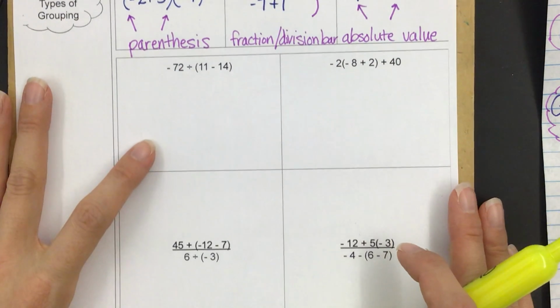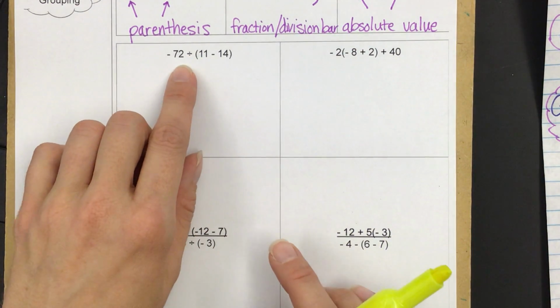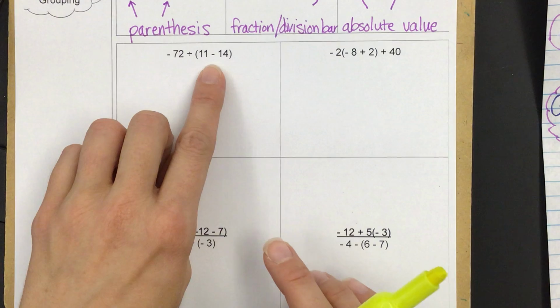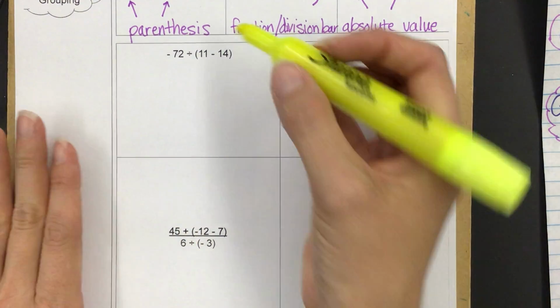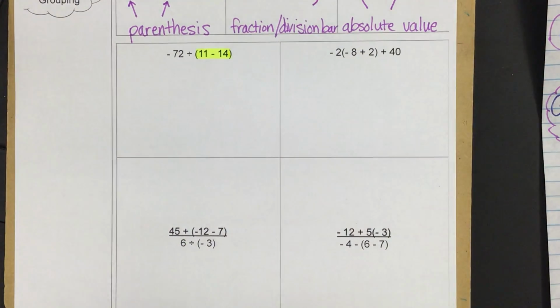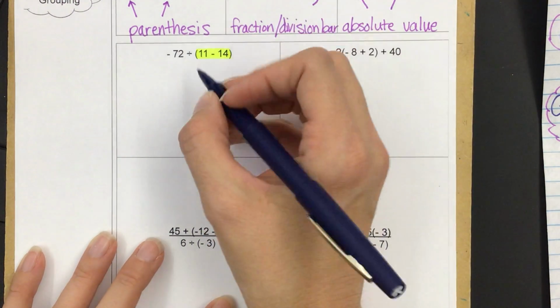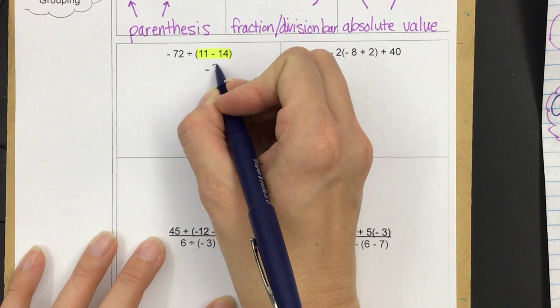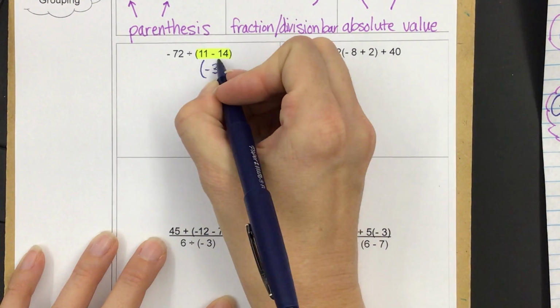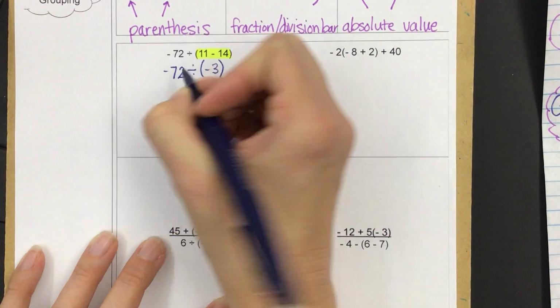So let's take a look at this first one. You can see I have division and subtraction. Usually we would do division first, but because there's parentheses around this operation, this is the one that we're actually going to do first. So I'm going to highlight that. All right, 11 minus 14 is going to be -3. I'm going to bring everything else down.